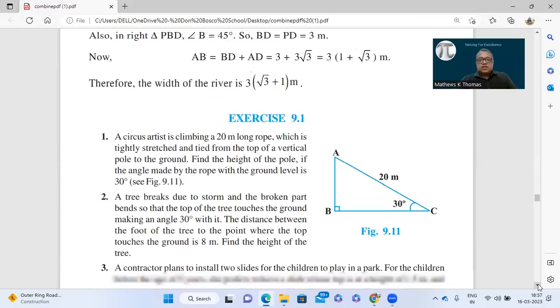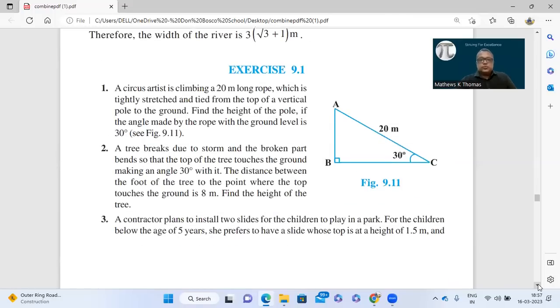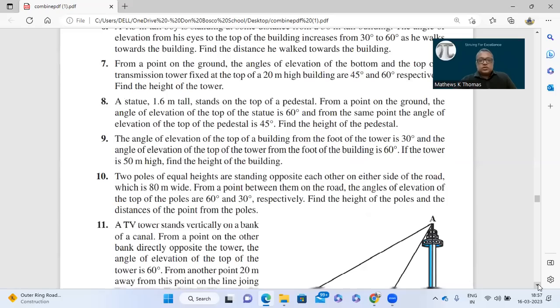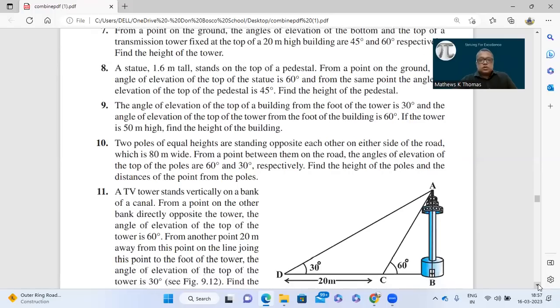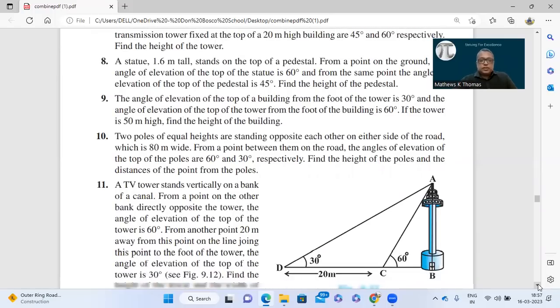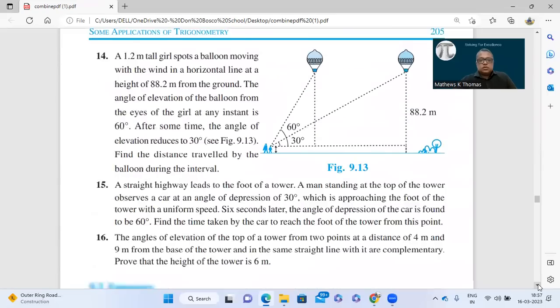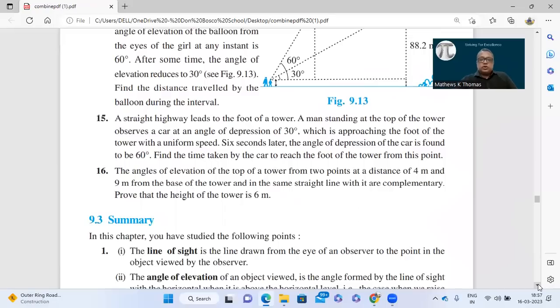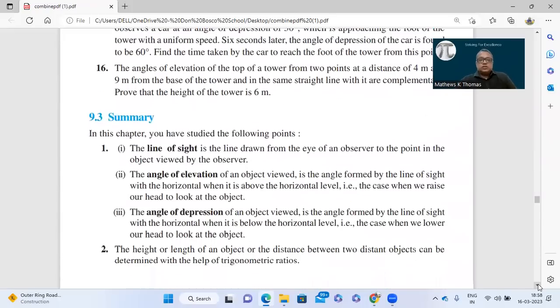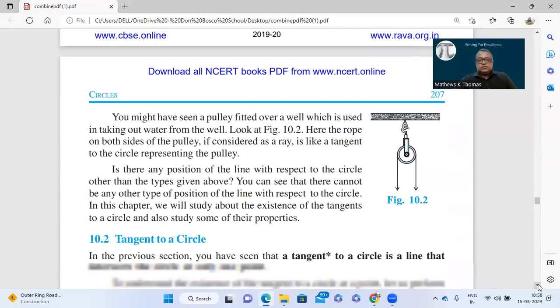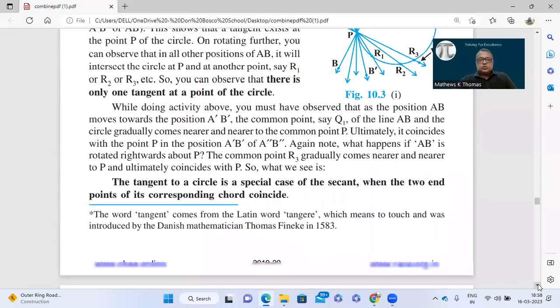And if you look at the exercise, question number 2 is important. Please do that thoroughly. And question number 10 is important. And question numbers 13 and 15 are very important. Question number 15, very important, mark these. So all the solved examples and the questions that I've told, kindly mark these and do this in the coming days before the exams.